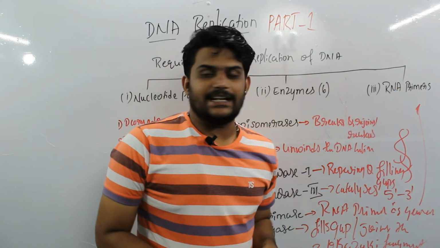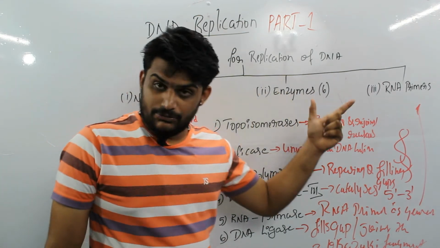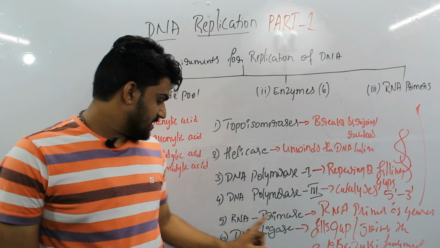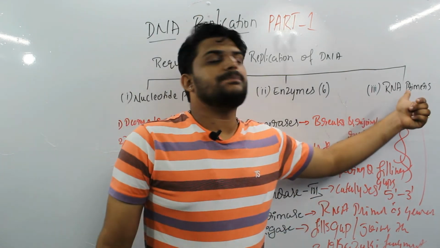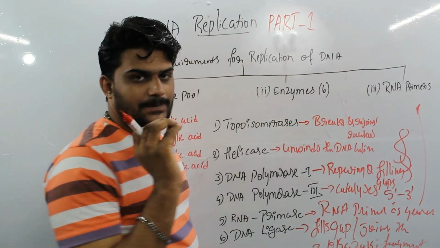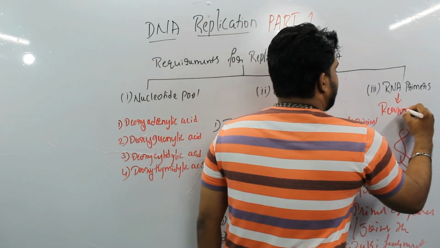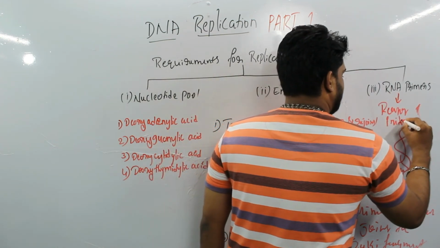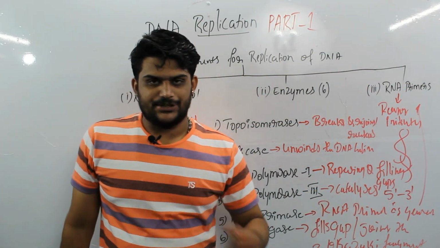And the next one is the RNA primer. This is a particular requirement which is generated through the primase enzyme. It is a definite reason for the synthesis of DNA. It is the basic reason. It initiates the process of DNA replication.